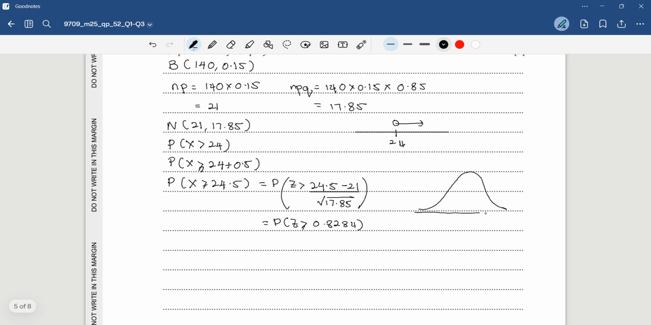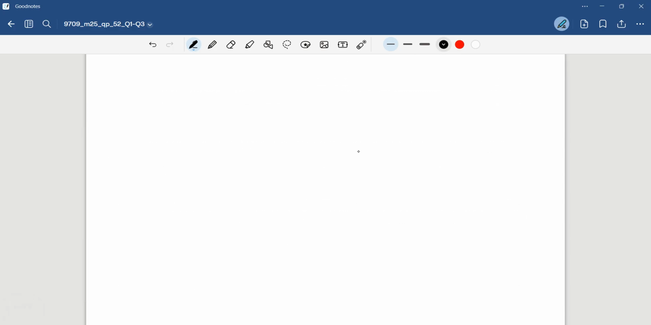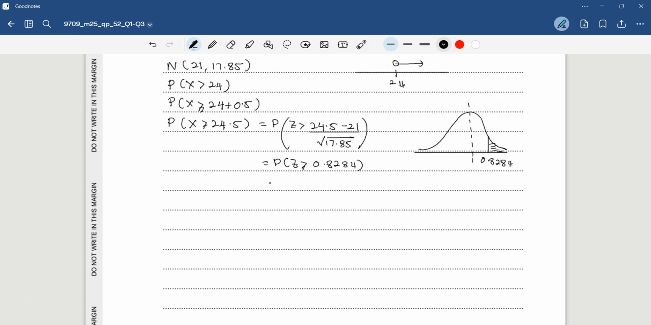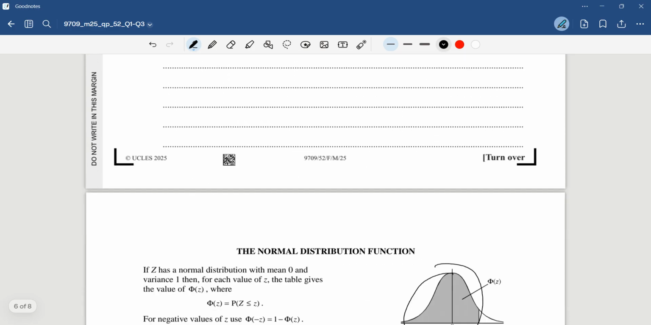we want to find the probability of this. So here will be the 0.8284. So this is the region. And if you refer to the normal distribution table, whatever we get here is actually this part. We are getting this part. So it's going to be 1 minus 0.8284.